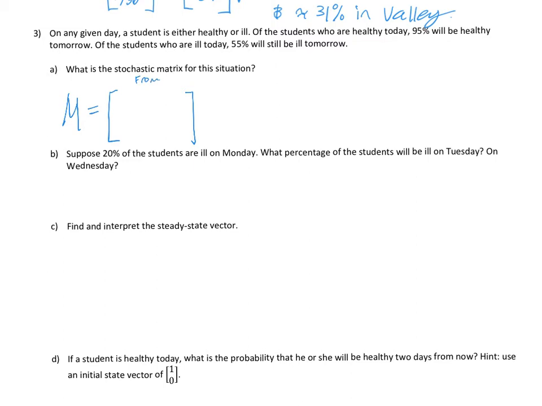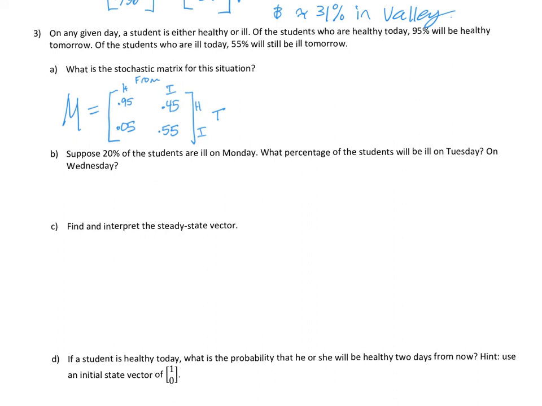So I have from and to. So you could start healthy or ill, and you could become healthy or ill. So if you start healthy, there's a 95% chance you will be healthy tomorrow. So I'm going to put 0.95 healthy to healthy. But that means there's a 5% chance you'll be ill tomorrow. So I'm going to put a 0.05 here. And then if you're ill today, there's a 55% chance you'll still be ill tomorrow. Ill to ill is 0.55, which means ill to healthy is 0.45.